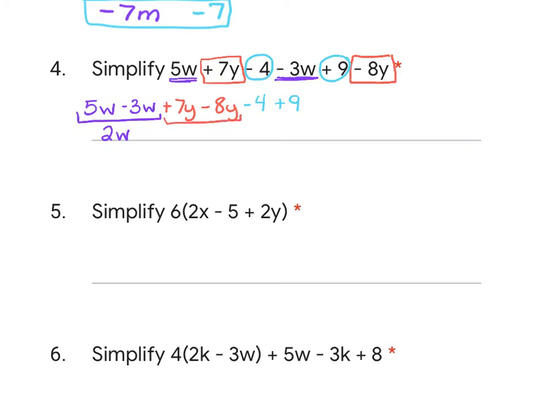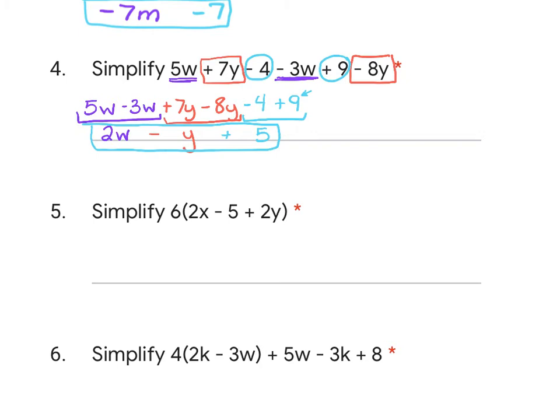Next, I have 7y minus 8y. So I have opposite signs, so I'm going to subtract. So 8 minus 7 is 1y. And then I have more negatives. So I have -y. Next, I have a -4 plus a positive 9. So my signs are different. I'm going to subtract. So 9 minus 4 is 5. There are more positives, I have 9 positives, so it's going to be plus 5. So that is my final answer, which is 2w minus y plus 5.